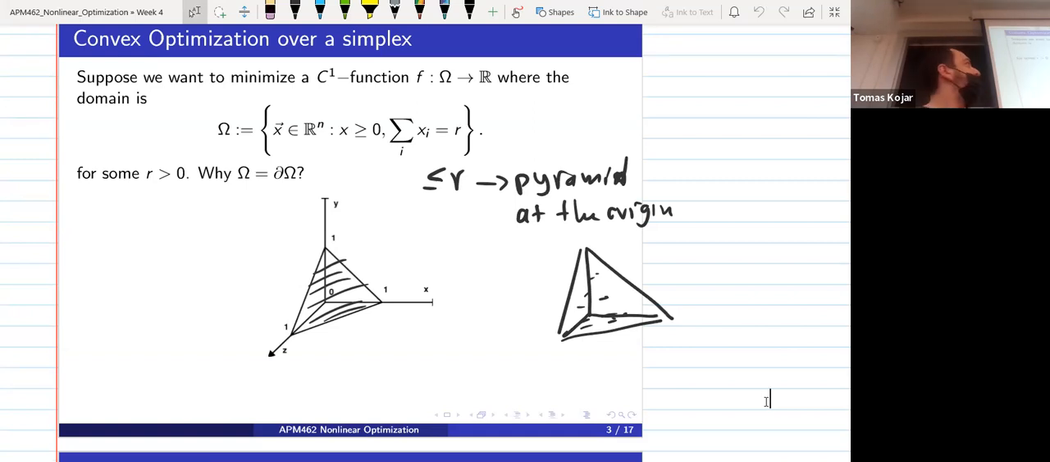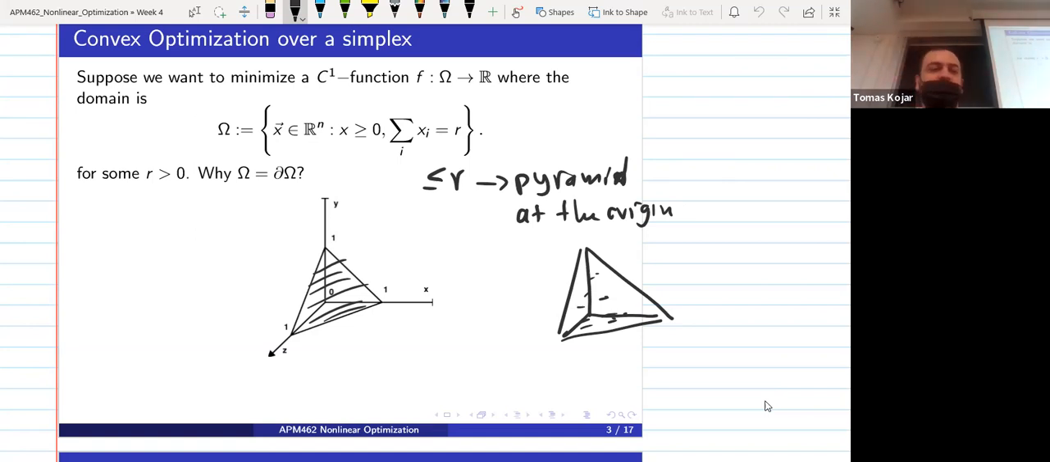Why is omega closed? And why is it only its boundary? Can anybody tell me why it is only its boundary? Do you remember anything from second year calculus? Anyhow, the reason is if you put any ball on the polytope, it intersects both the set and the complement. No three-dimensional ball is fully contained in the simplex.